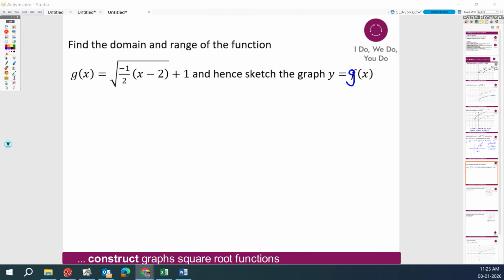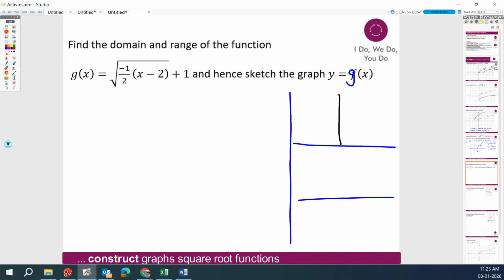Okay, so let's talk a little bit about reflections. If we take our standard function like this one, this is y equals f of x, our standard root function, it looks like this. We can get 2 types of reflections. We can have a vertical reflection, which would look like this, and this is y equals minus f of x.